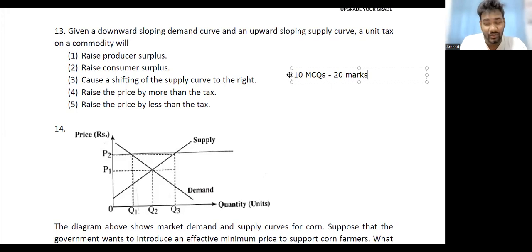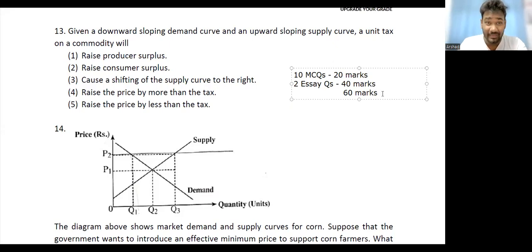And then you get 2 essay questions. 1 essay question is for 20 marks, so 2 essay questions is 40 marks. So in total, from unit number 2 and 3 alone, you're getting 60 marks. How much is your paper out of? Your paper is out of 200. From 200, you can get 60 marks alone from unit number 2 and 3.